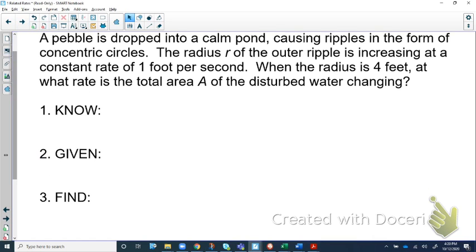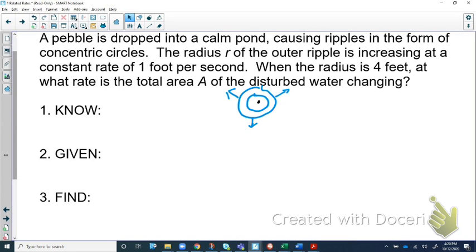A pebble is dropped into a calm pond, and it's rippling. So you drop a rock into a still body of water, and you're going to see concentric circles as the waves propagate away from the center of the circle, wherever you drop the rock.